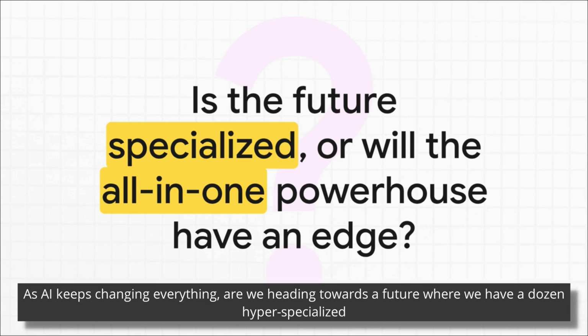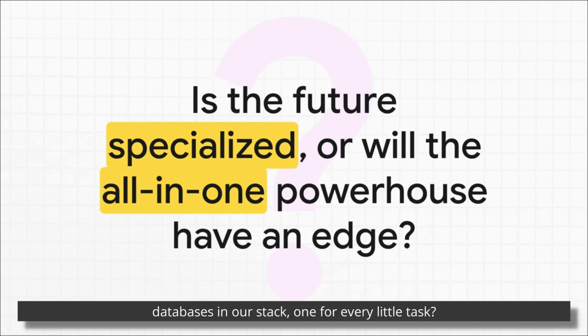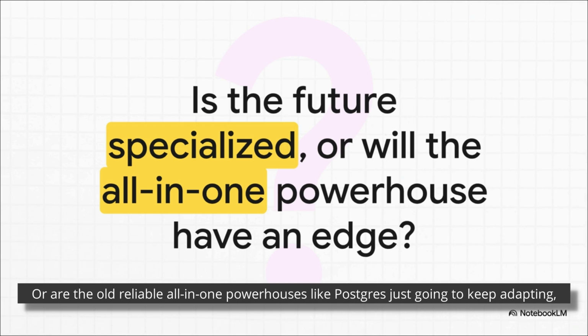And that really leaves us with this huge, fascinating question for the future of databases, doesn't it? As AI keeps changing everything, are we heading towards a future where we have a dozen hyper-specialized databases in our stack, one for every little task? Or are the old, reliable, all-in-one powerhouses like Postgres just going to keep adapting, keep evolving, and keep proving that sometimes, just maybe, one great tool can do it all? Definitely something to chew on.